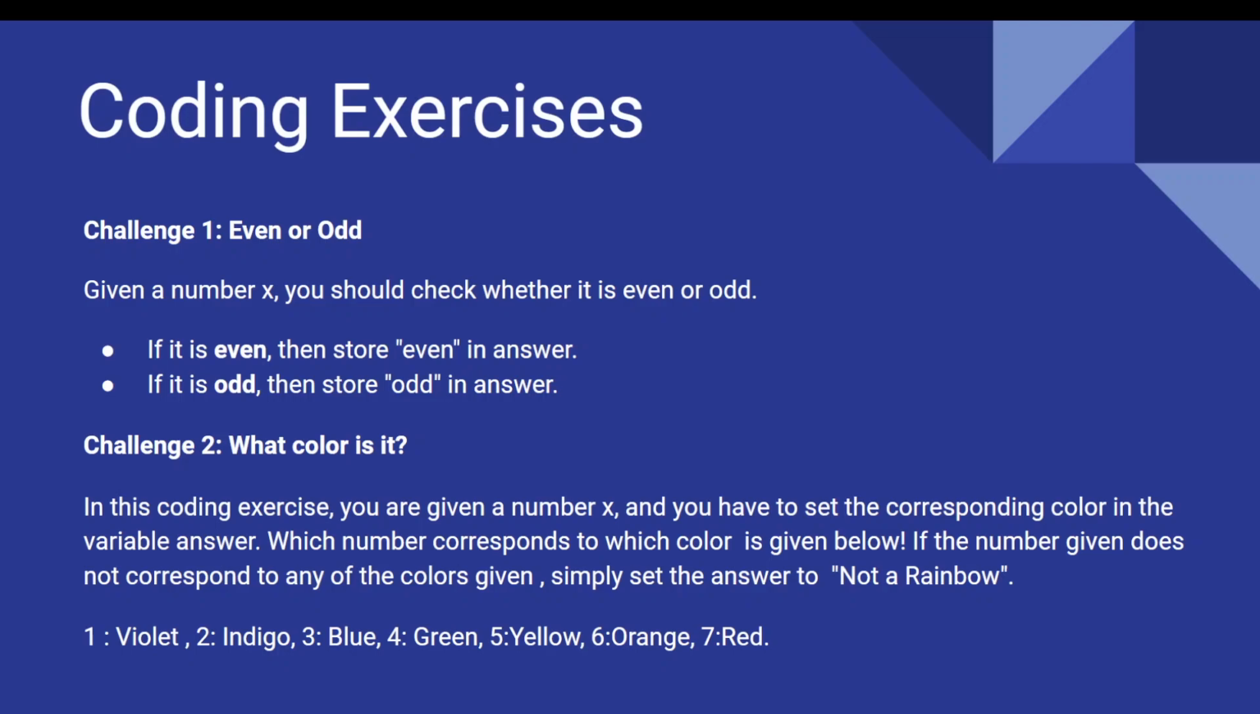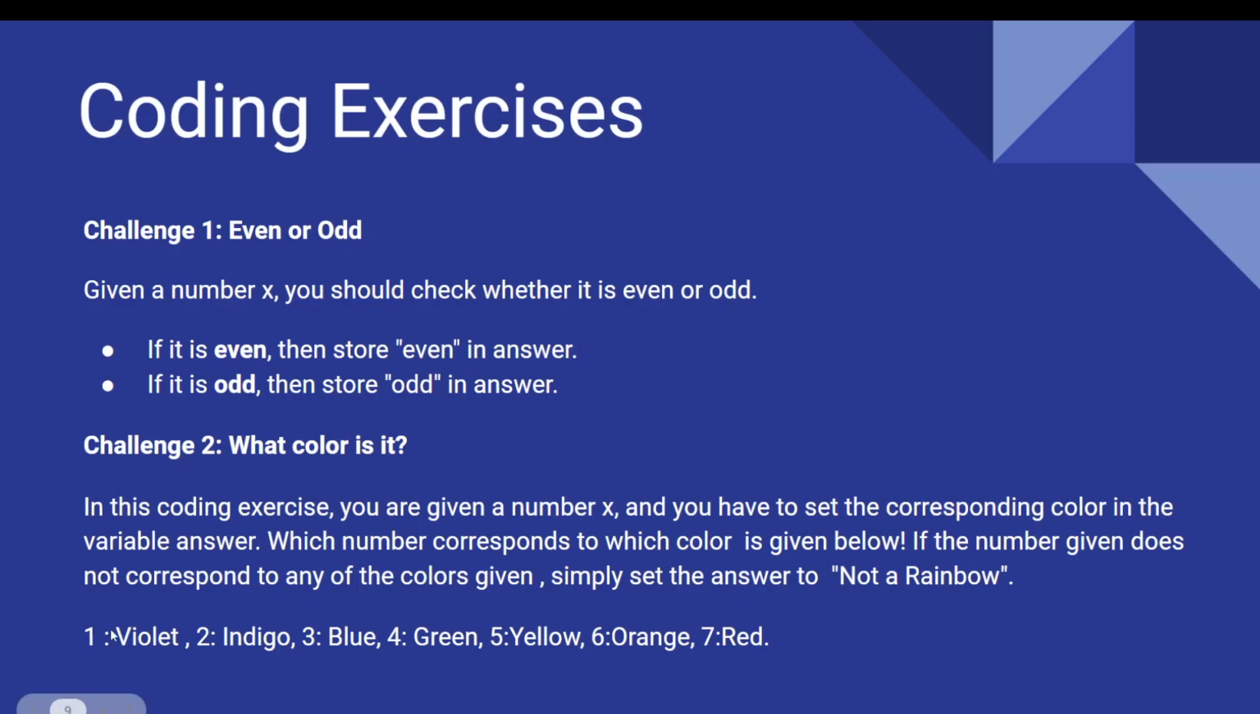So next challenge is the color. So in this we are going to see what color is the input. So in this coding exercise you are given a number x and you have to set the corresponding color in the variable answer. So which number corresponds to which color is given below. If the number given does not correspond to any of the colors given, simply set the answer to not a rainbow. So this is going to be our color.